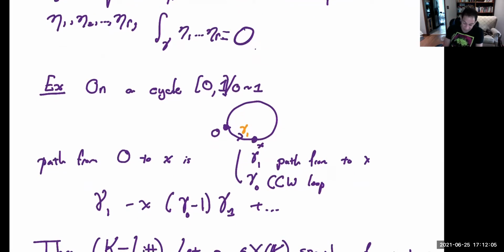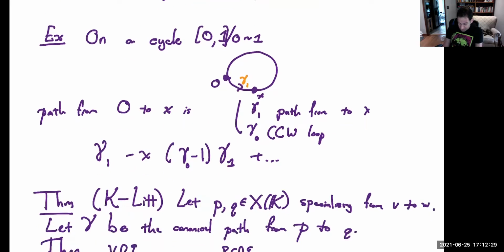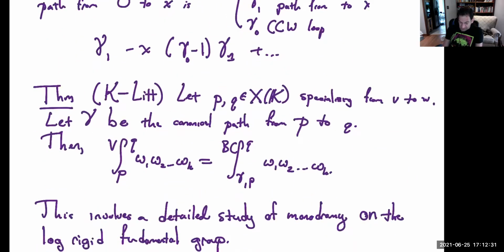And on a cycle, here's a cycle of length 1. If I have points 0 and x, I can start with a path between 0 and x, and then I have to subtract something off, something built out of a counterclockwise loop around the cycle to cancel the tropical integrals. Okay, and these canonical paths exist. You can solve for them.